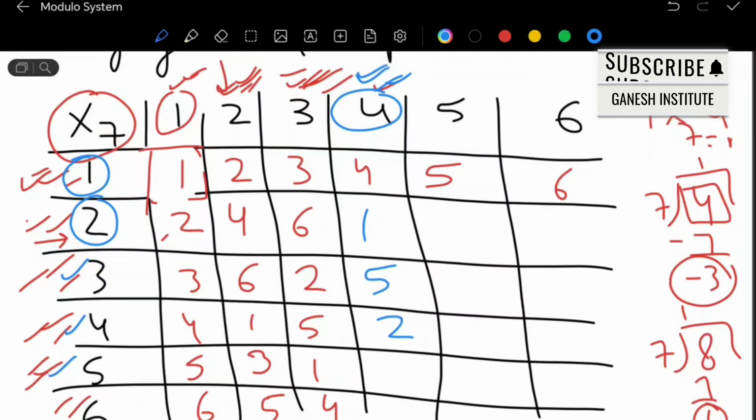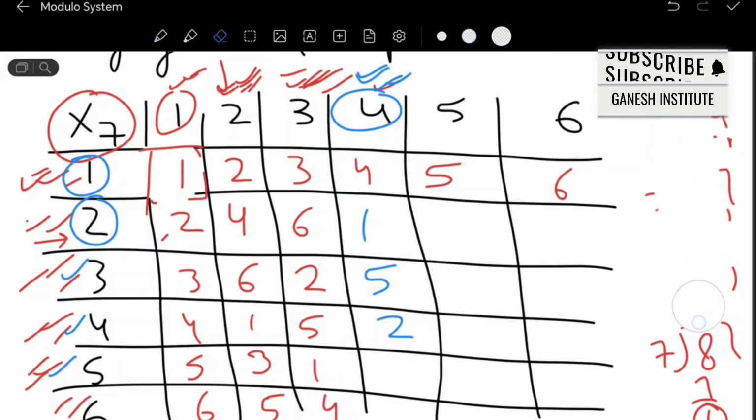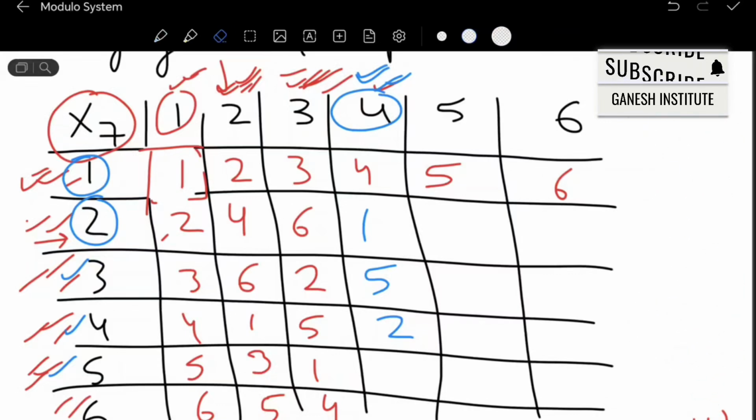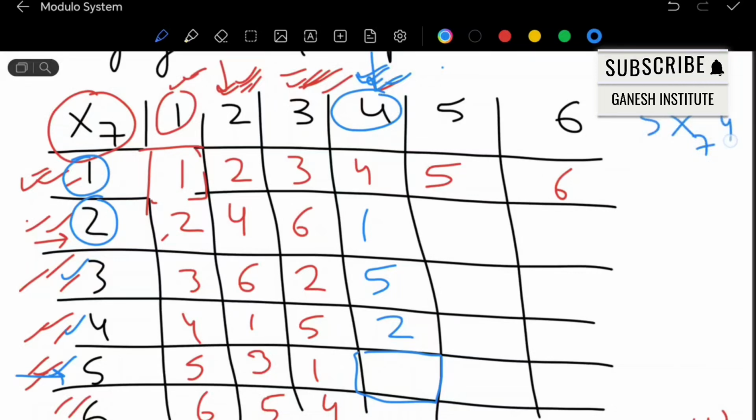5 4s are 20. If you divide by, just bear with me. See what we are doing again. We are here, right? So this intersection cell is this one and this one. So that is 5 modulo 7, 4. So 5 4s are 20. If it gets divided by 7, 7 2s are 14.